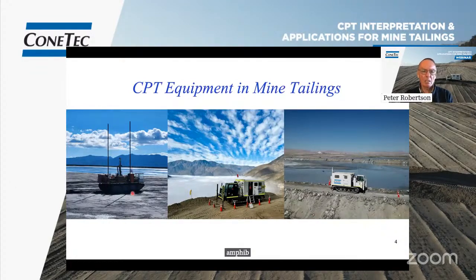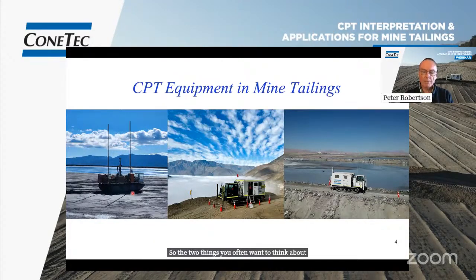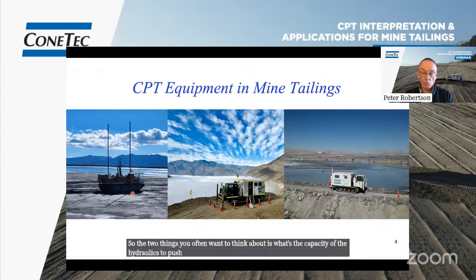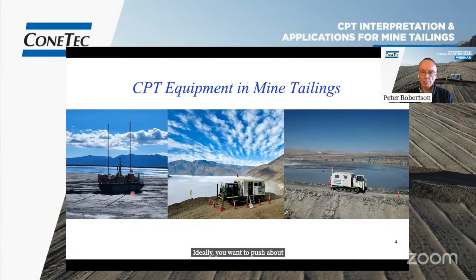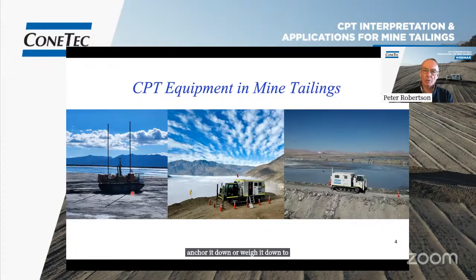amphibious units that can go out over very soft tailings and also float in water. You can also get very lightweight equipment that can also push 20 tons, but they weigh a lot less and have to be anchored down. So the two things you often want to think about is what's the capacity of the hydraulics to push. Ideally, you want to push about 20 tons, so you have the ability to go down a long way or into harder material or into the foundation materials. And then you want to think about the reaction force. So you can have a small piece of equipment as long as you anchor it down or weigh it down to get the reaction force.